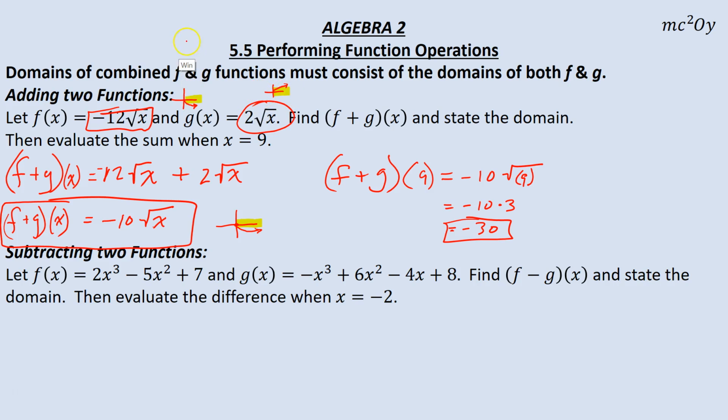So really the domain of f says x has to be greater than or equal to 0. And the domain of g is also x has to be greater than or equal to 0. So since they're both the same, really the domain of f plus g of x would also be x has to be greater than or equal to 0. And if we were to actually graph it, we would see it. It looks something like this.